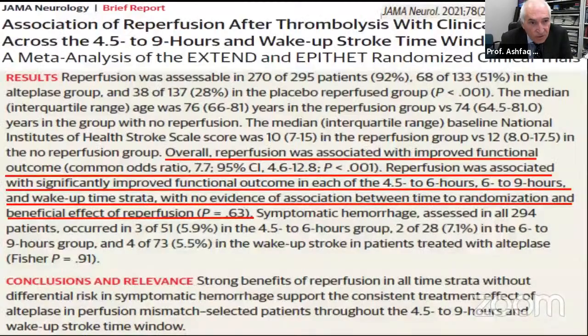So this I've shown you. Here is the association between reperfusion after thrombolysis in the 4.5 to 9 hours or wake-up strokes that uses CT perfusion. And the data is pretty impressive. Overall, reperfusion was associated with improvement. The odds ratio are very impressive, 7.5. And reperfusion was equally effective in the 4.5 to 6 hours, 6 hours to 9 hours, and in over 9 hours. So compared to placebo, patients who get TPA using CT perfusion gives you good outcomes.